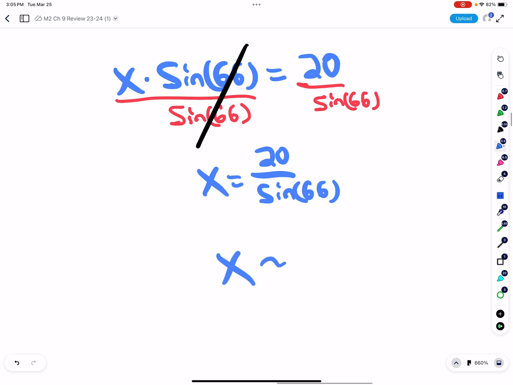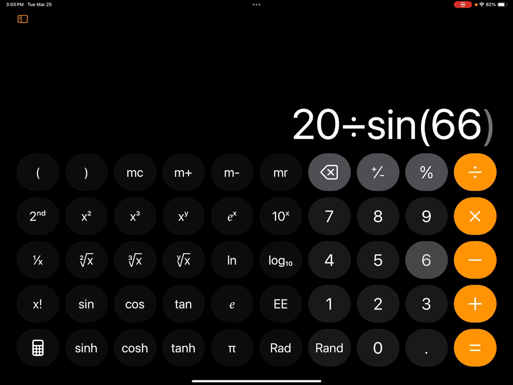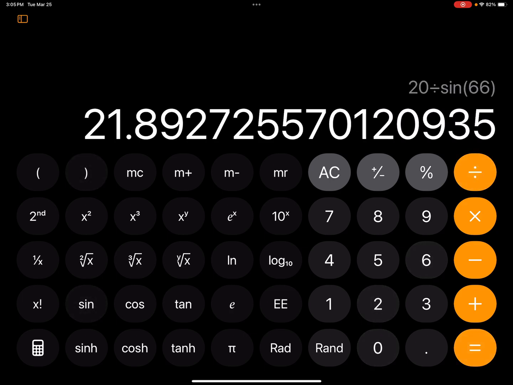And now we are ready to type that into our calculator. And our missing side is 21.89.